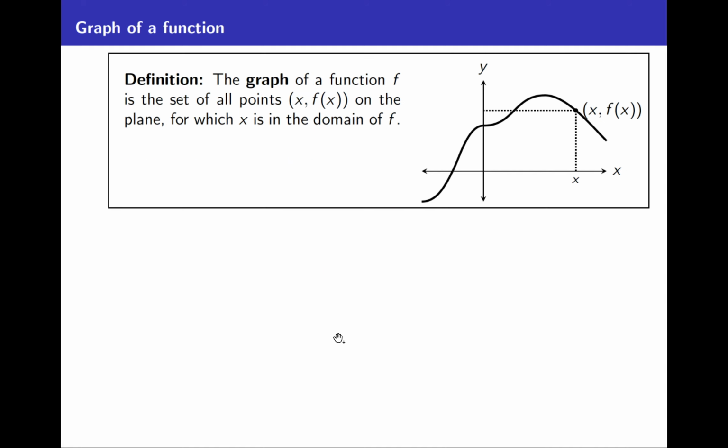Let me talk for a moment about the graph of a function. You'll remember that the graph of a function f is the set of all points (x, f of x) on the plane for which x is in the domain of f. So take a point x in the domain of a function, look at the point x comma f of x on the plane, and that's a point on the graph. And you do that for all possible values of x in the domain, and you get the graph of a function. And usually it's some sort of curved line.